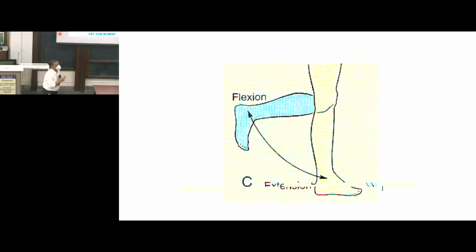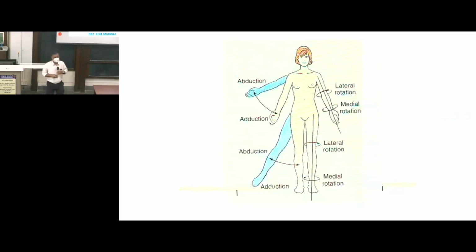Okay. Then, if the limb is moved away from the midline, away from the trunk, this is called abduction. To carry away is abduction. To carry towards is adduction. That's why when a person is kidnapped, the child was abducted, carried away, no? But nobody says the child was abducted, brought back. We don't say that, but that is adduction, to bring back.